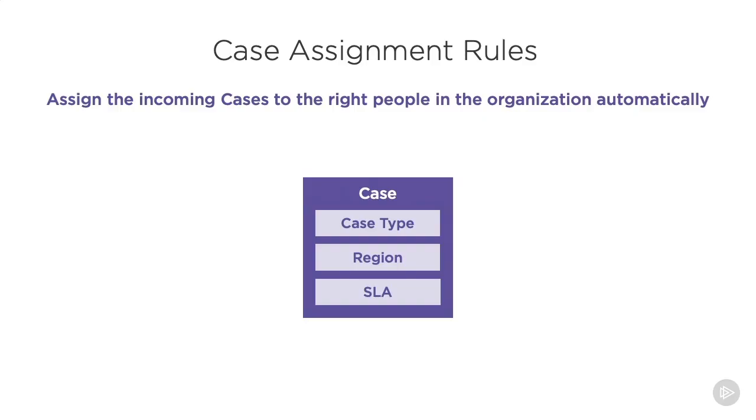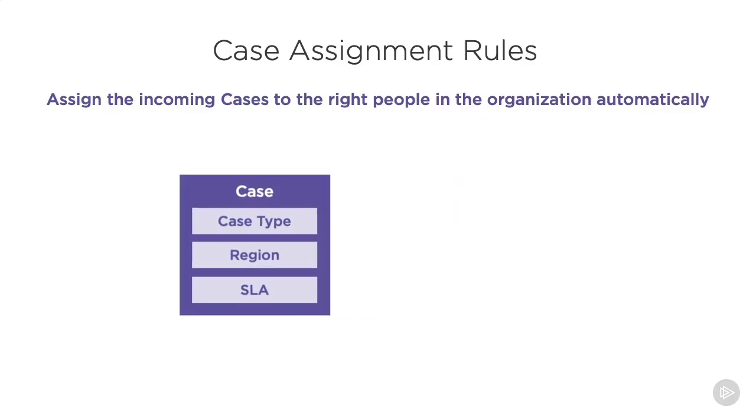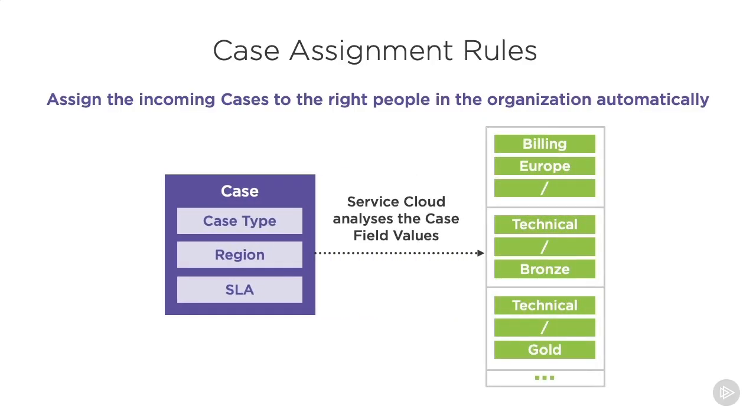That case may have information on it like its type, the region it's attached to, and possibly SLA information. The way that case assignment rules work is like this. The values of those fields get evaluated based on criteria that you will have set up.